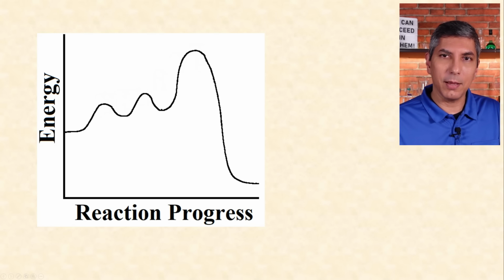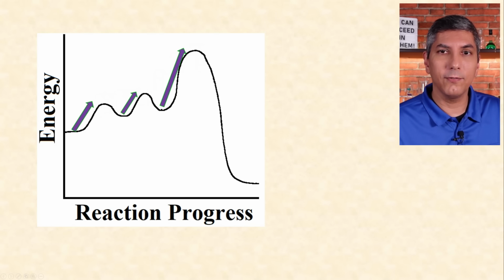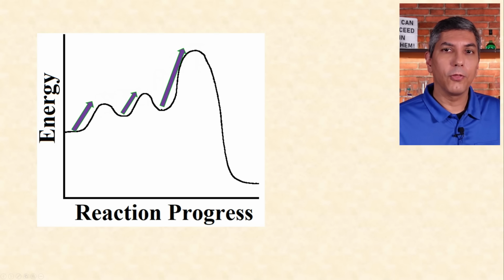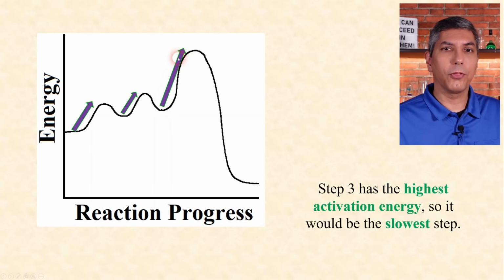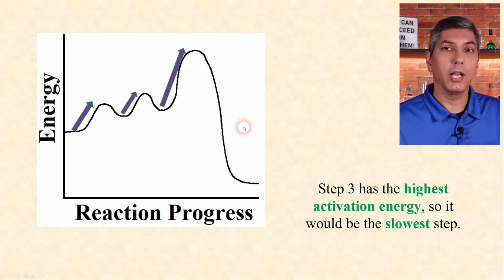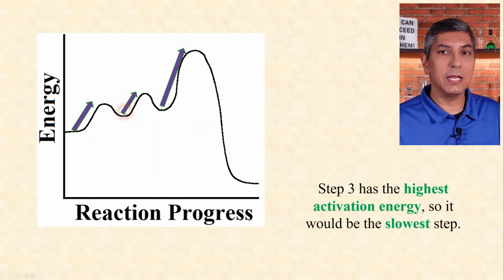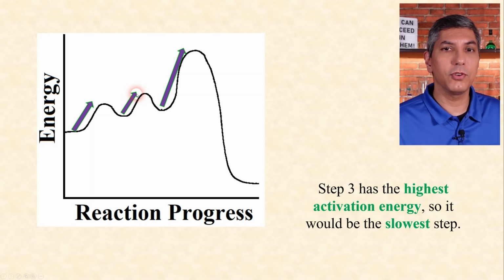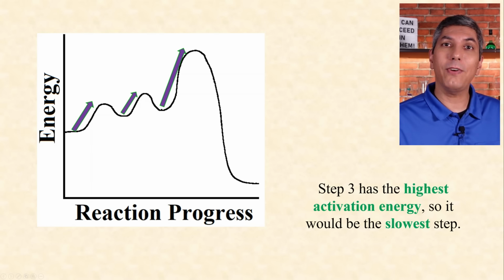Each peak, or step, in the reaction has its own activation energy. Notice that the third step has the highest activation energy, so the third step would also be the slowest step in the mechanism. We also see that the second step seems to have the lowest activation energy, so the second step would be the fastest step in the mechanism.